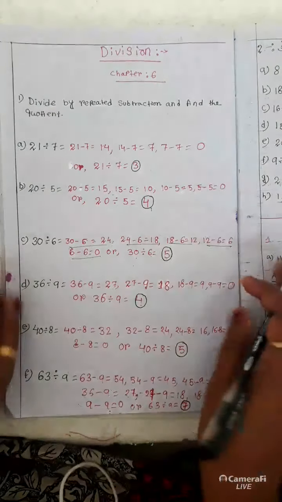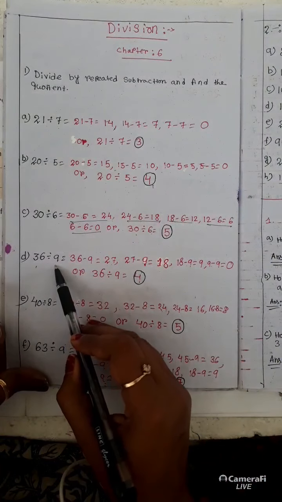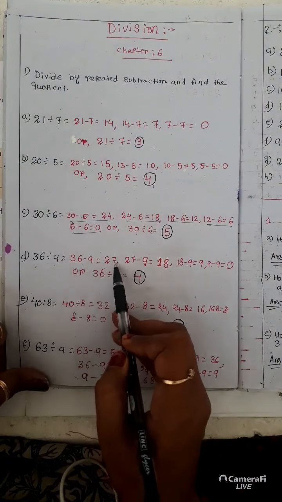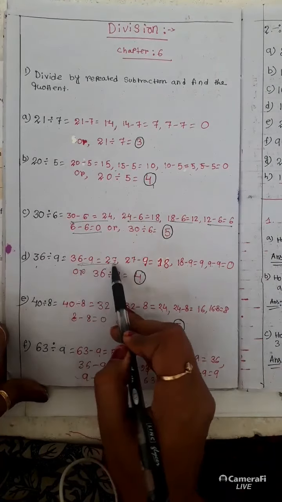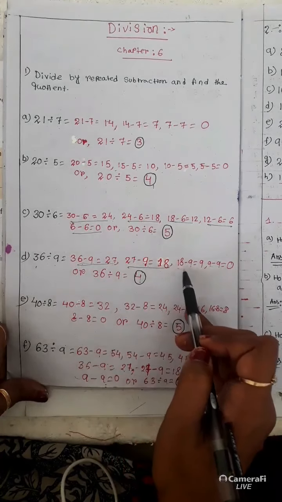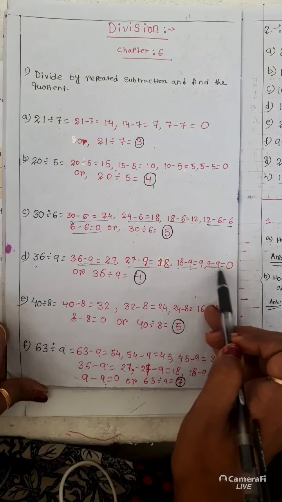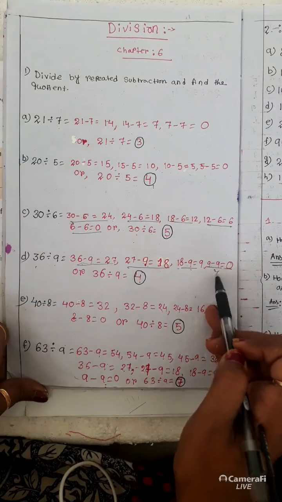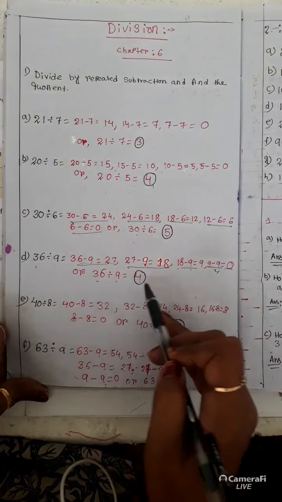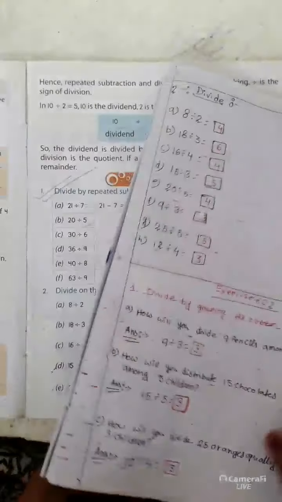Now, 36 divided by 9. 36 minus 9 is 27. That is 1 time. 27 minus 9 is 18. Second time. 18 minus 9 is 9. Third time. And 9 minus 9 is 0. It is the fourth time. So 36 divided by 9 is 4.